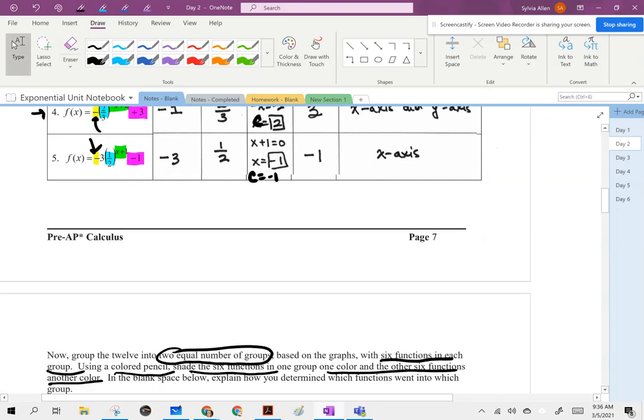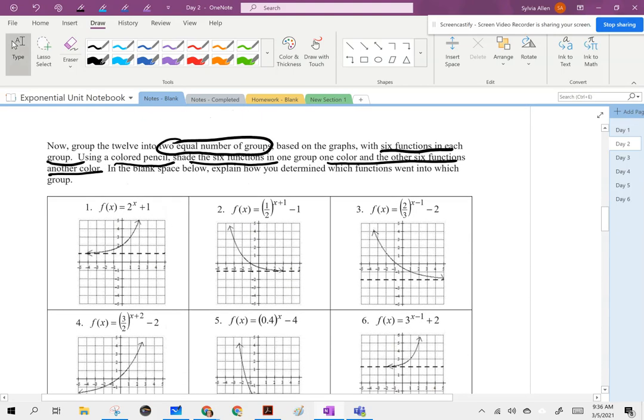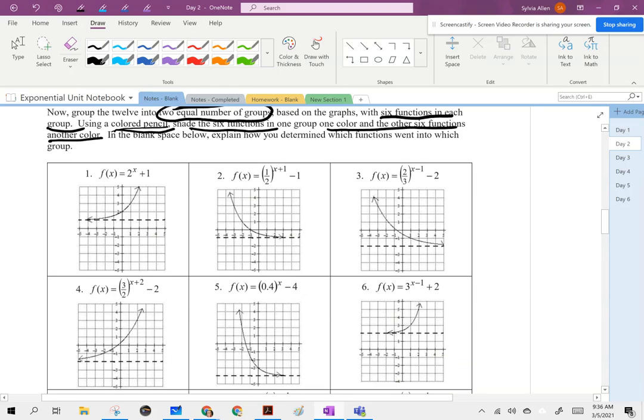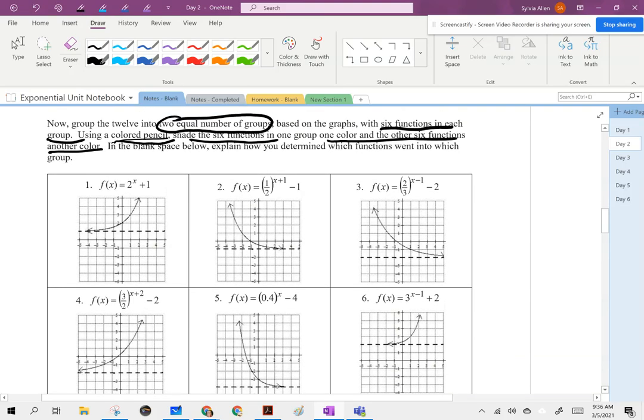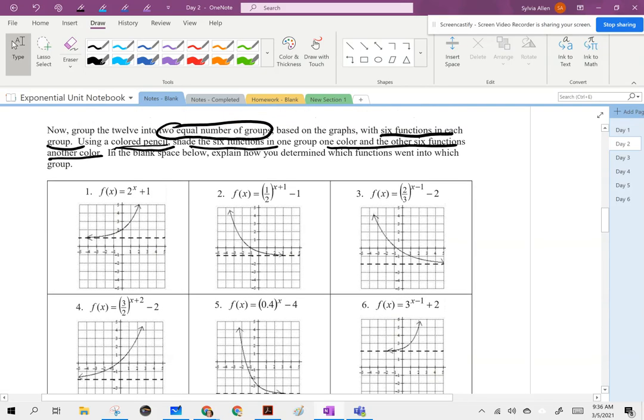All right, now let's take a look. It says I want you to now group the 12 into 2 equal groups based on the graphs, 6 functions in each group. Use a colored pencil. I'm going to use a highlighter, and you're going to shade the 6 functions in one group one color and then the other in another color. And then at the bottom, we're going to explain how we determine which functions went into a group. So on the Edpuzzle, tell me which graphs you did in one group and which graphs you did in another group.